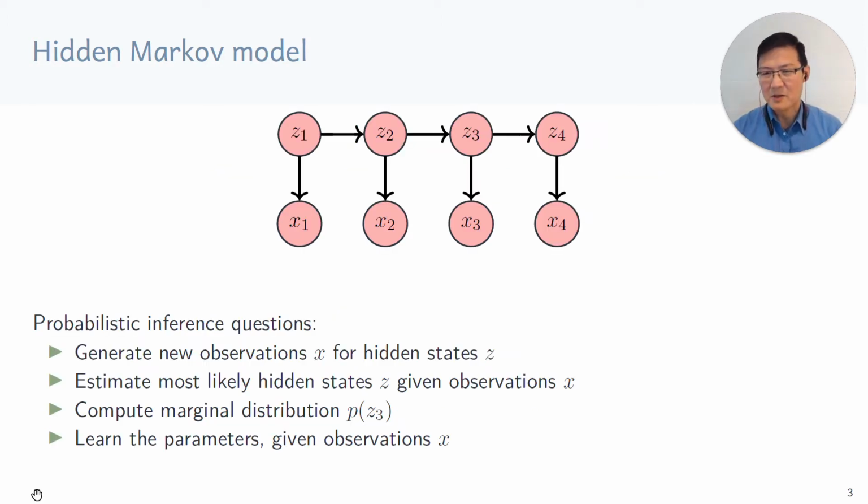Given a hidden Markov model, there are several different probabilistic inference questions we could ask. For example, we might want to generate new observations for given hidden states. Or we could estimate the most likely hidden states given the observations. Or we could estimate marginal distributions, or even learn the parameters of the hidden Markov model.